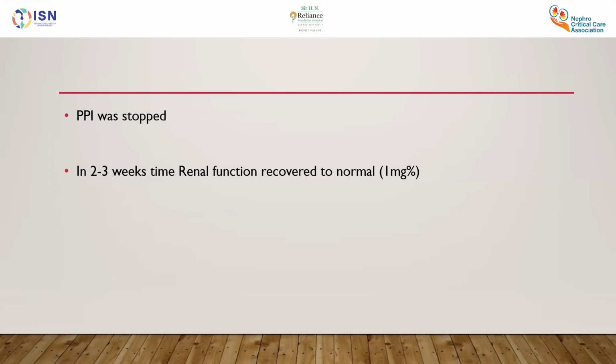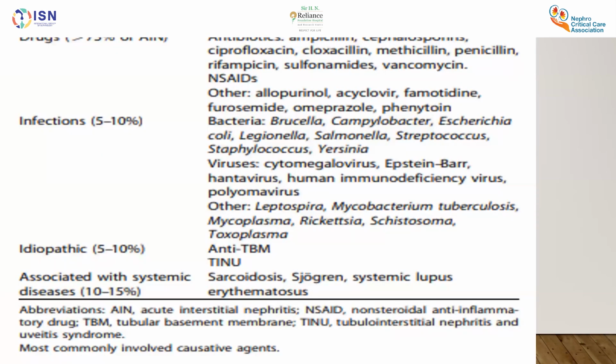Sir, what are the other causes? Are you going to show, Alok? Yes, sir. There are common implicators. Yeah, please. Most commonly seen are drugs; in various studies, almost 60 to 75% of cases are due to drugs. Antibiotics like ampicillin, cephalosporins, ciprofloxacin, cloxacillin, methicillin, penicillin, rifampicin, sulfonamide, vancomycin are there. NSAIDs are there. Other drugs like allopurinol, acyclovir, famotidine, furosemide, omeprazole, phenytoin. All these drugs have been seen associated with AIN.